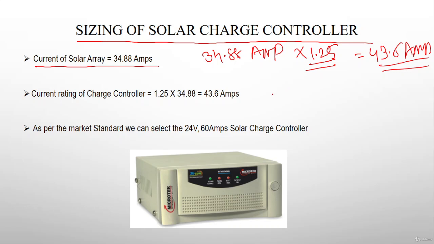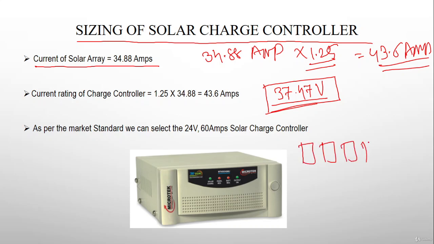Basically, the voltage that we are feeding to the solar charge controller, the maximum voltage, is 37.47 volt over here, the maximum voltage that we are feeding. But in the morning situation, we will get the voltage near about 24 volt. In the late afternoon situation, we are getting the voltage near about 36 volt. Again in the evening situation, we are getting the voltage near about 22 volt.